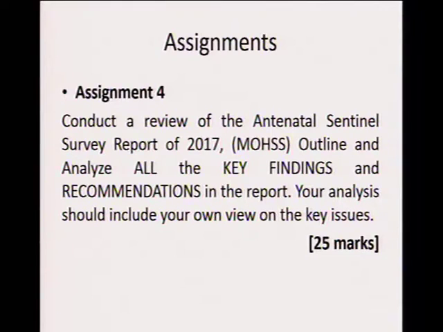Assignment 4. Conduct a review of the antenatal survey of the 2017 Ministry of Health. Outline and analyze all the key findings and recommendations in this report. Your analysis should include your own views on the key issues. Okay.